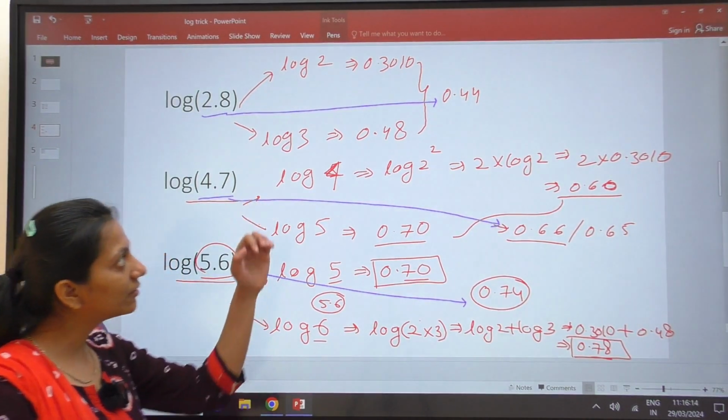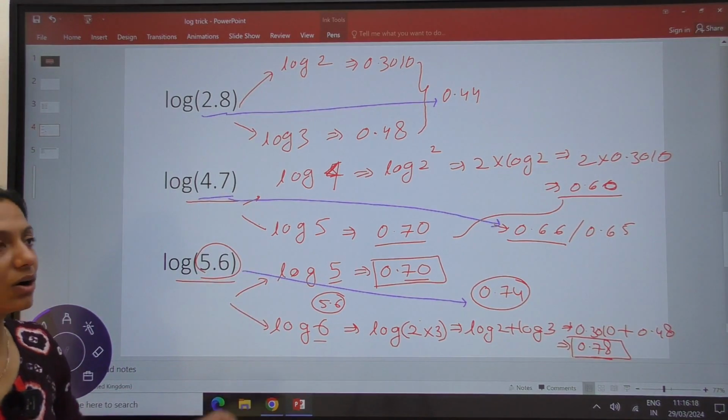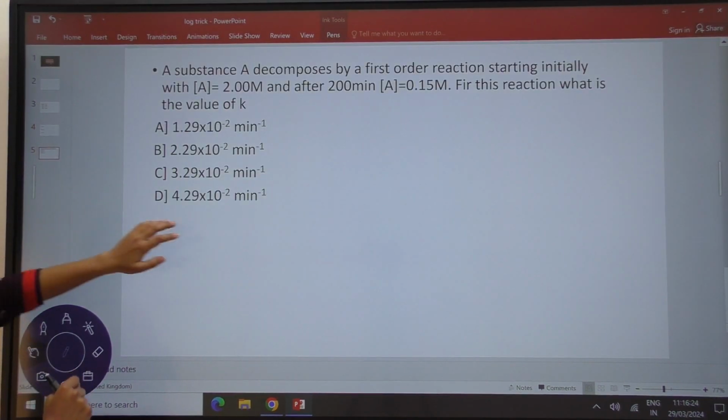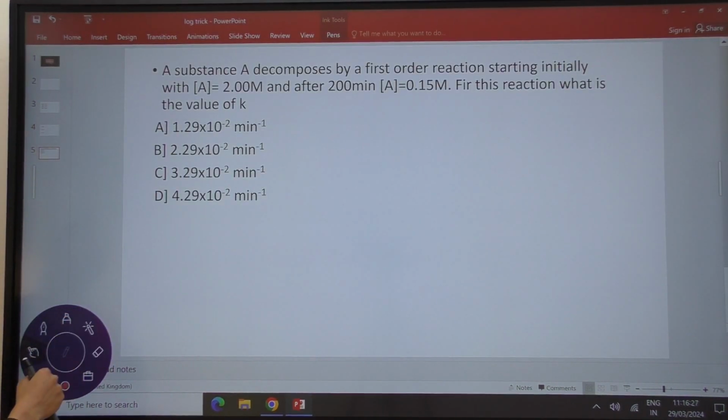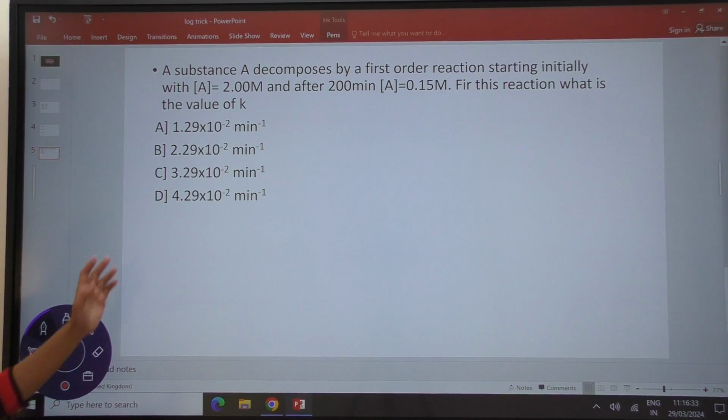So this way you can even find the logarithm value of the numbers which are in between or in the integer form like this. Using this trick, now we will like to solve a question from chemical kinetics. Okay, we will solve the chemical kinetics question.